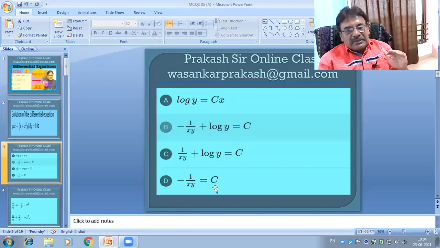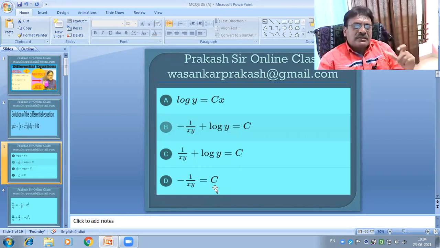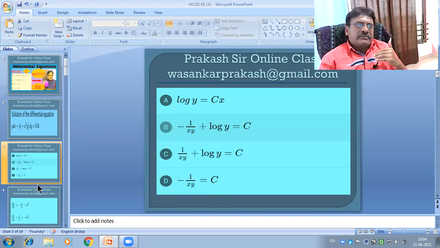In this multiple choice question, one differential equation is given, and we find the solution of the differential equation. We know the methods of solving a differential equation: the first method is the variable separable method, or we convert the given equation into a linear differential equation, and then with the help of the integrating factor, we find the required solution of the differential equation.